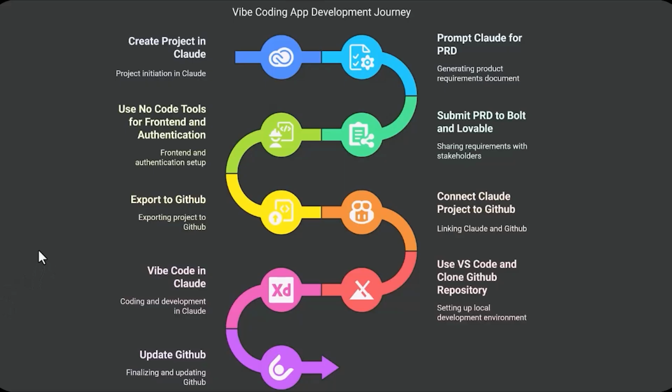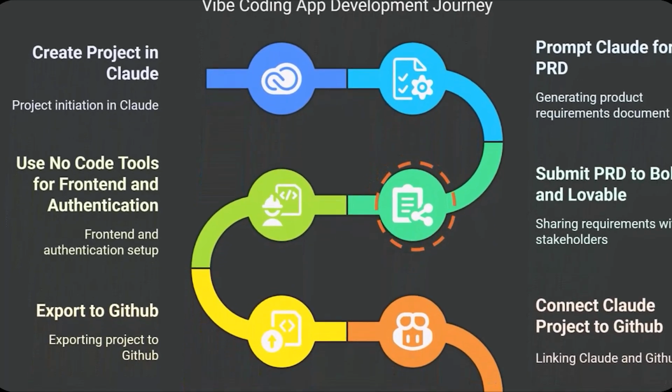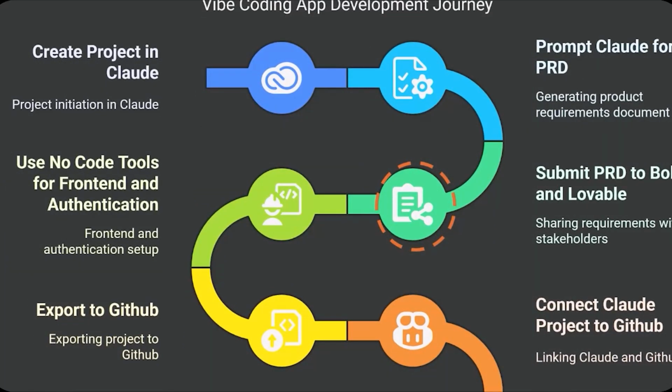So here's the basic workflow. I'm just going to run through this really quickly. My first step is to create a project in Claude. And this is one of those things I don't hear people talk about a lot, but the projects in Claude and ChatGPT are great tools. Once I have the project in Claude, I create the PRD. The PRD then gets submitted to both Bolt and Lovable because I want to see the outcomes of each.